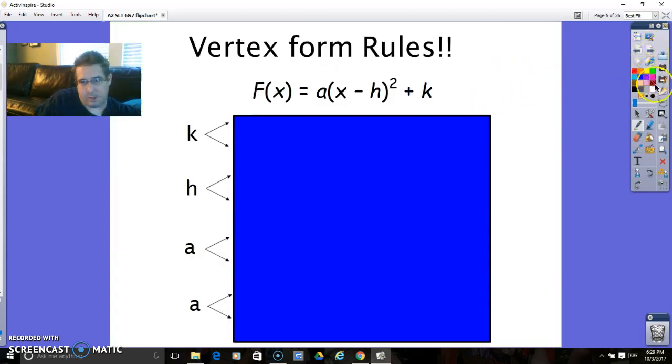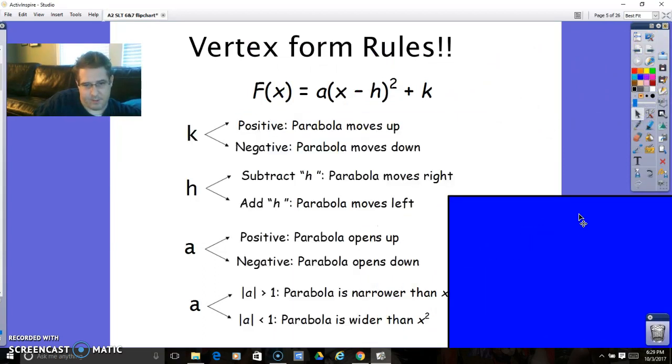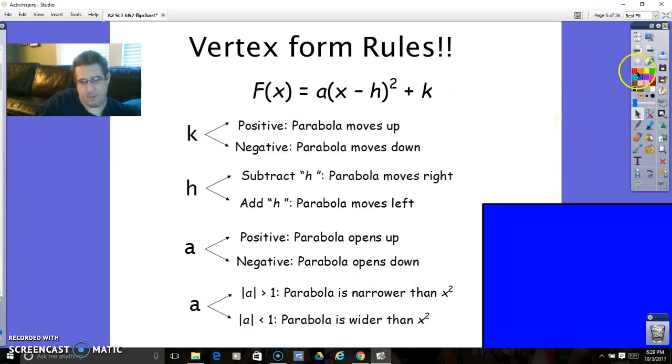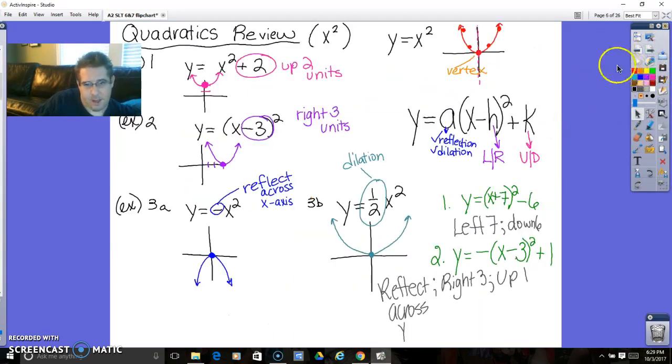All right, so same rules as before. I'm just going to show everything I just said a second ago. You can stop the video if you need to read that. Same notes right here, just some examples. So this is translating up 2, this is translating right 3, and this is reflecting over the x. Remember we said if a is negative, it makes it go upside down, and if it's a fraction, it's going to make it wider. So that's the dilation factor.